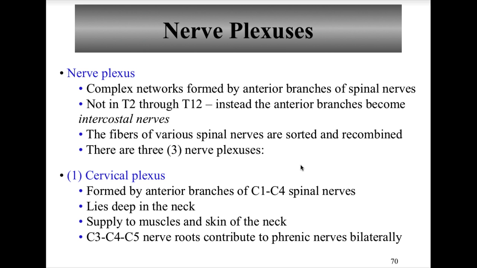The first is the cervical plexus, and these are all present in all spinal nerves except T2 and T12. The cervical plexus is the neck muscles and the diaphragm, which is going to play a role for breathing.